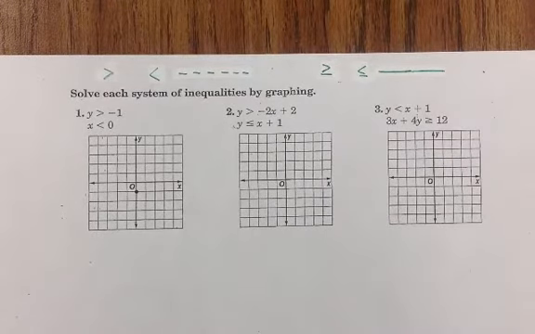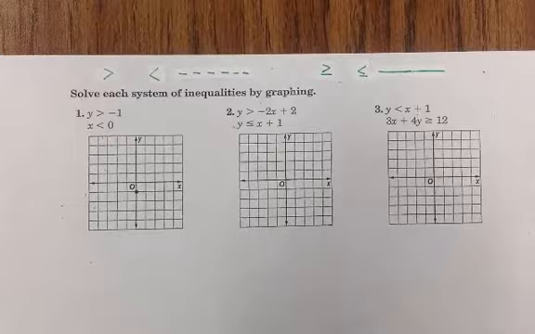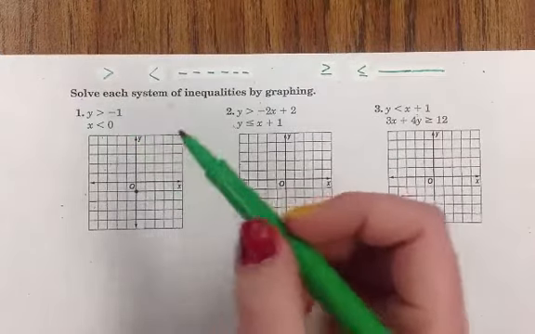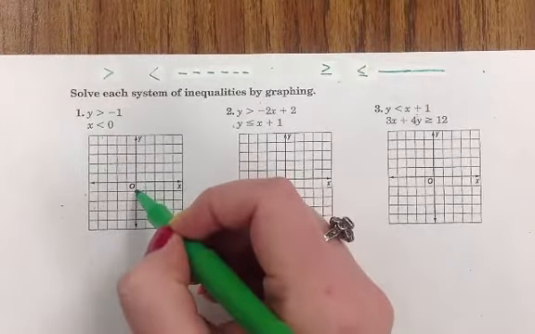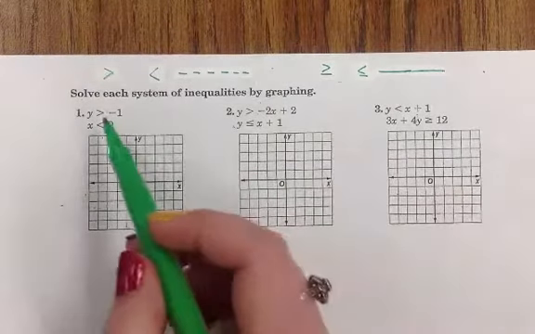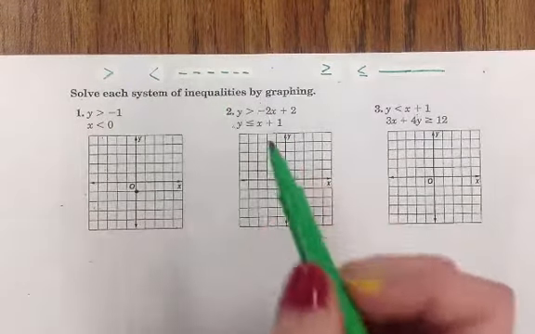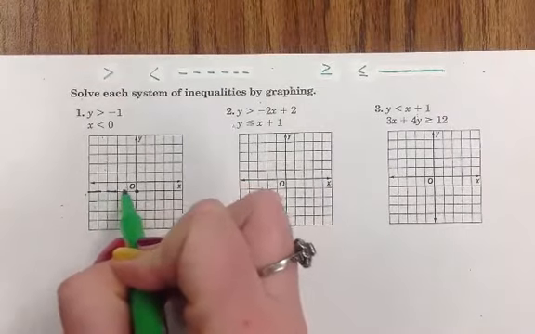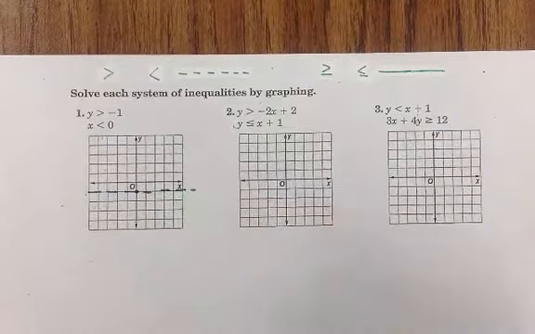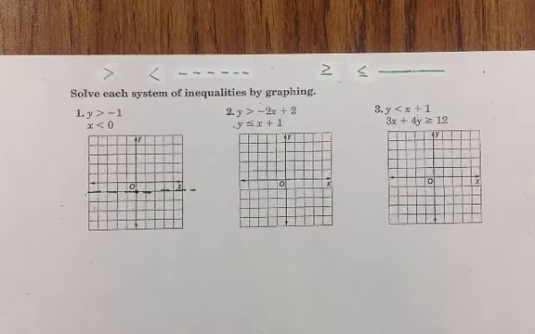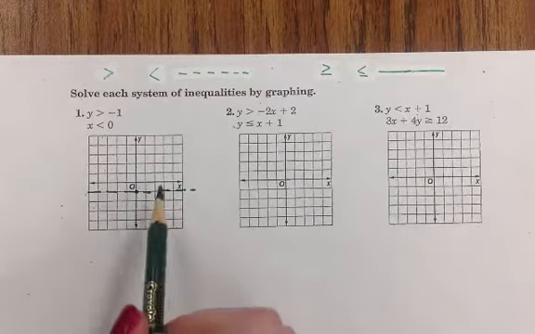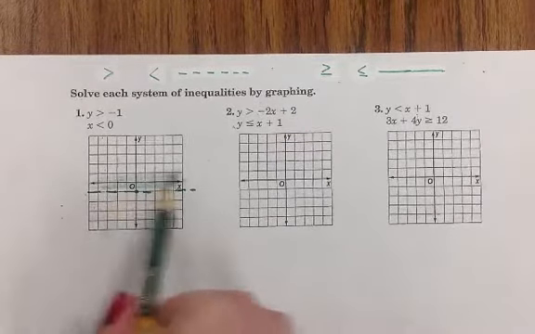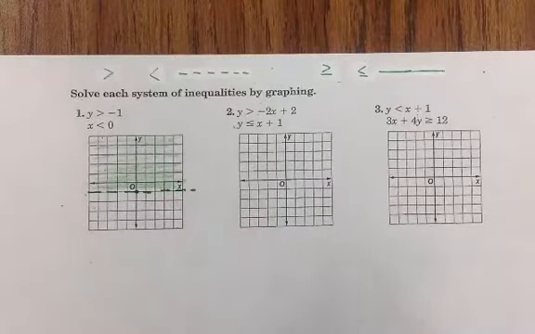We have y is greater than -1 and x is less than 0. So if we want to graph y is greater than -1, we first need to find our -1 on our y-axis. So that's going to be down here. And since we have a greater than sign, we want to make sure we use a dashed line. And since y is greater than -1, all the numbers that are going to be greater than -1 are going to be above this. So that's why we need to shade in above that line that we drew.